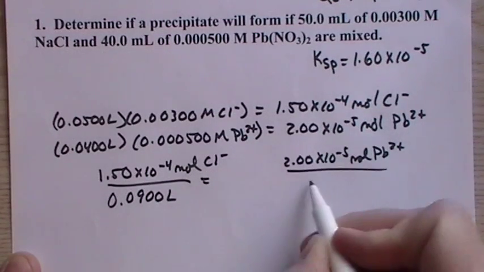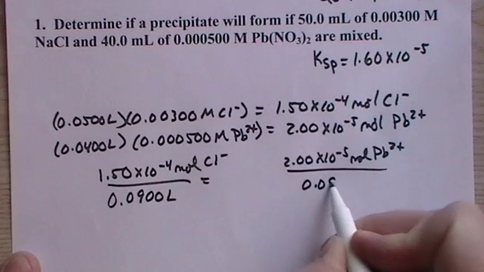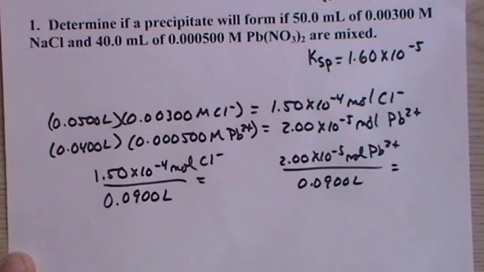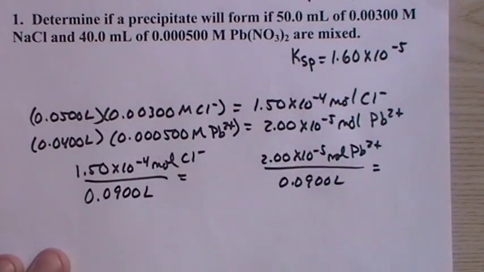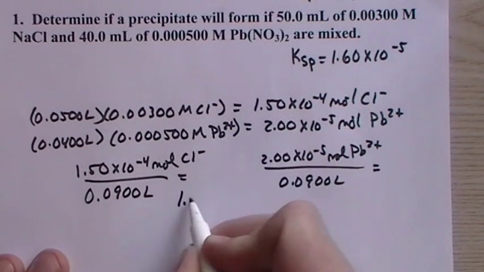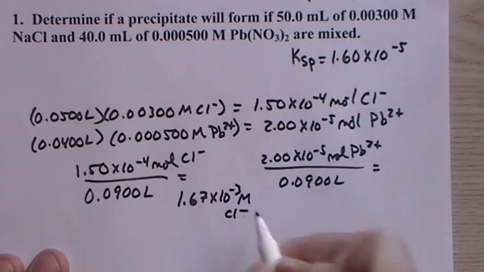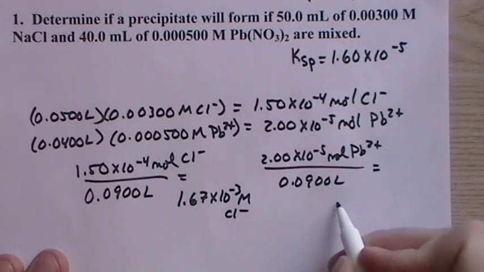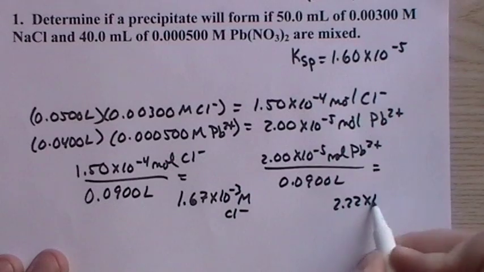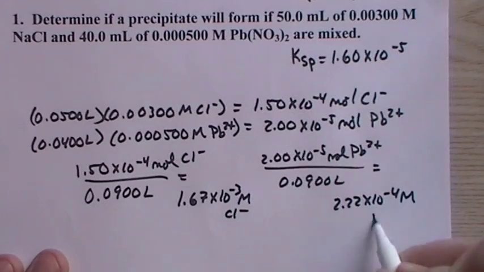I'll try to remember to put in the species each time, but if not, you should be able to follow it. Move this over slightly. And this comes up to be 1.67 times 10 to the minus 3 molar Cl minus. And this is 2.22 times 10 to the minus 4 molar lead.